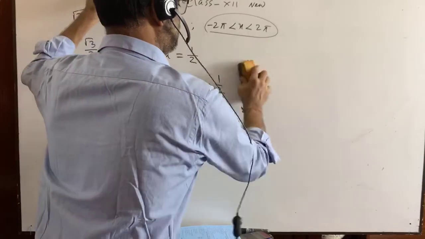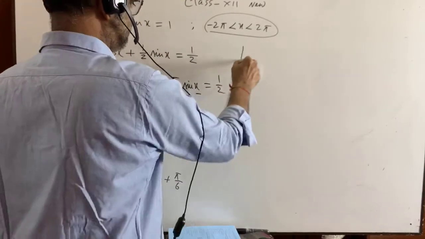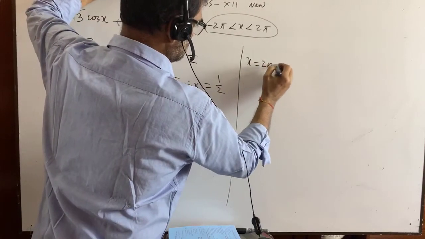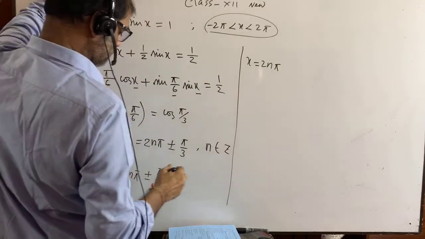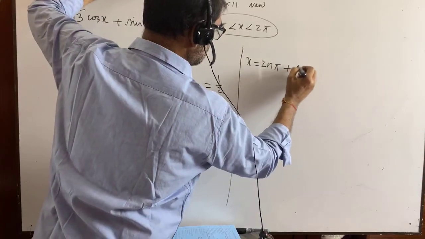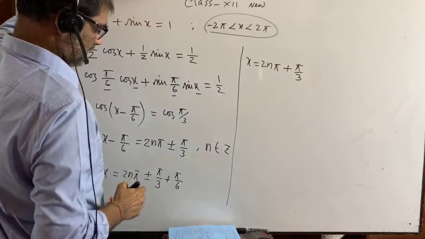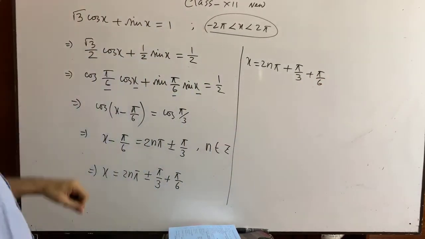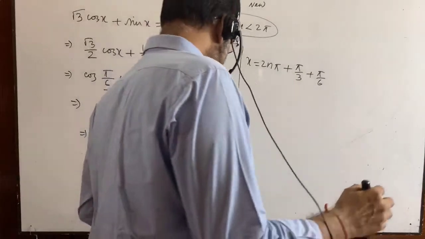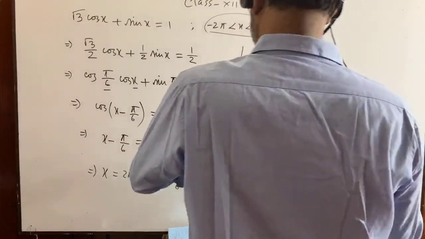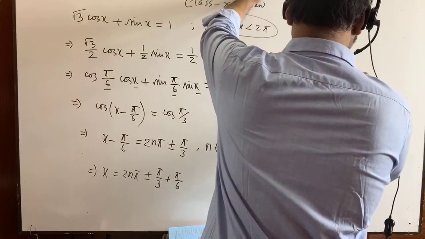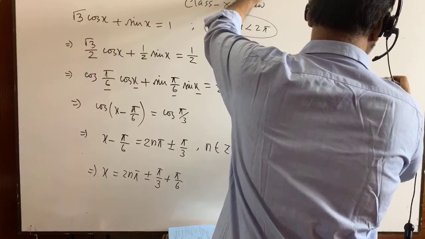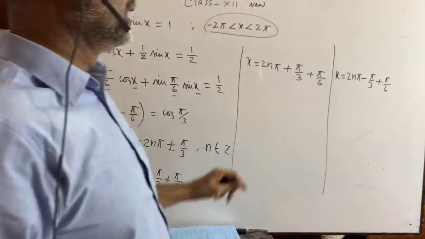Now we have to calculate it. How do we calculate? You see, x equals to 2n pi plus pi by 3 plus pi by 6. One of the values will be like this. And we will get x equals to 2n pi minus pi by 3 plus pi by 6. We will get this value also.